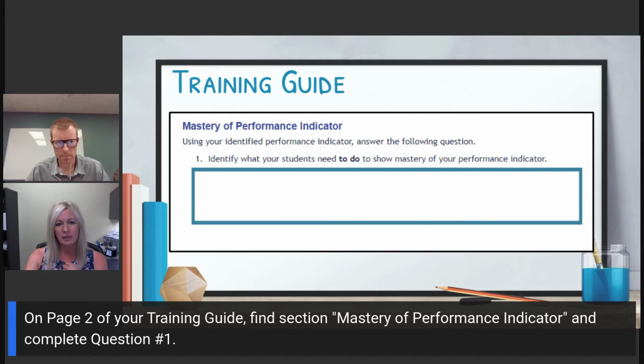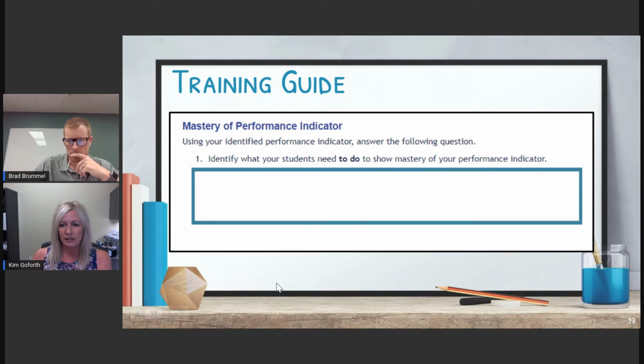So we're going to give you another chance here to pause and think about the performance indicator that you have selected for your particular district and students, and really look at these students to do. What do you want to see your students doing to show you mastery of your performance indicator that you have selected? So take a minute here and think about what your students will be doing and reflect that in your training guide on page 2.